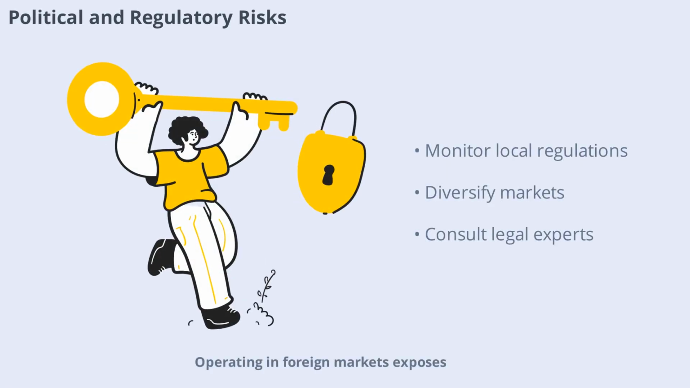Operating in foreign markets exposes companies to political and regulatory risks. Changes in government policies, trade restrictions, or sudden regulatory shifts can disrupt business operations and financial planning. For example, a new tariff or export ban can increase costs or limit market access. To manage these risks, businesses should stay informed about local developments, engage with legal experts, and diversify their markets when possible. Building flexibility into contracts and supply chains also helps companies adapt quickly to changing environments.